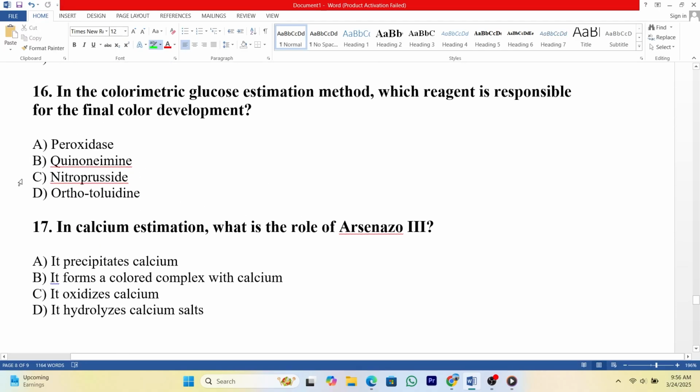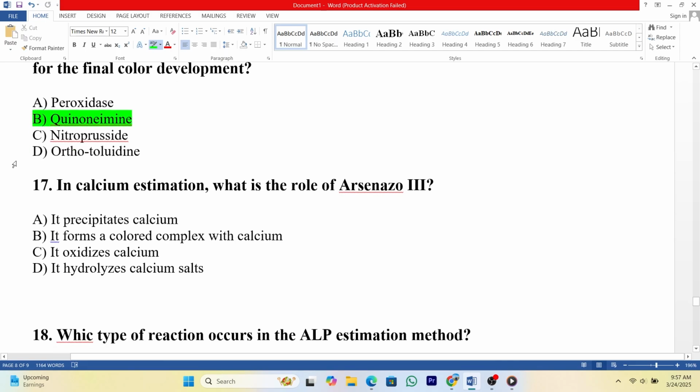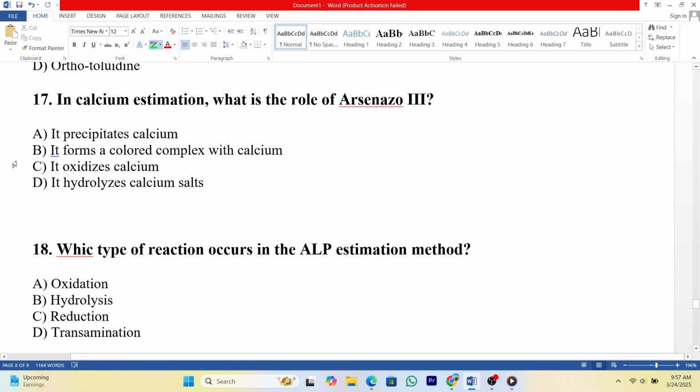16. In the colorimetric glucose estimation method, which reagent is responsible for the final color development? A. Peroxidase. B. Quinonimine. C. Nitroprusside. D. Orthotoluidine. Answer: B. 17. In calcium estimation, what is the role of arsenazo-3? A. It precipitates calcium. B. It forms a colored complex with calcium. C. It oxidizes calcium. D. It hydrolyzes calcium salts. Answer: B.